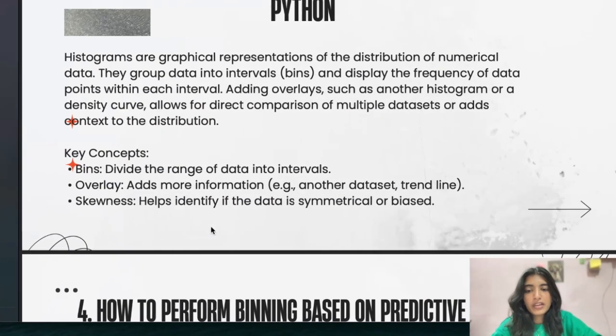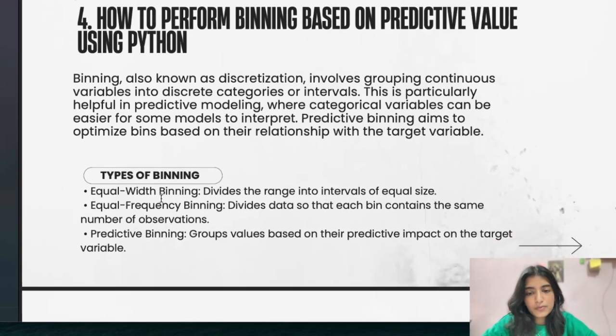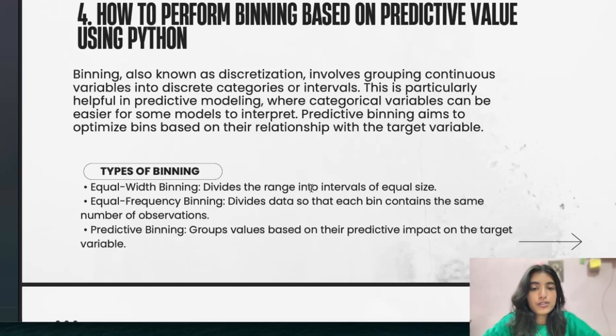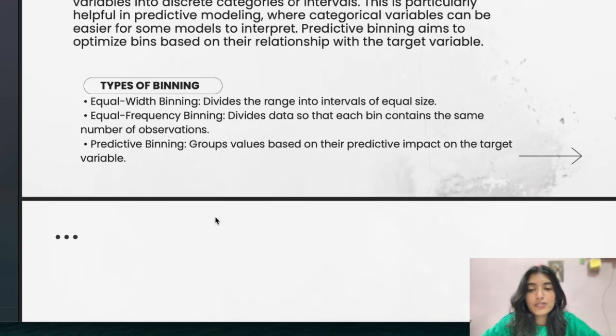Next, we have how to perform binning based on predictive value using Python. Binning transforms continuous data into categorical data by dividing it into intervals or bins. Predictive binning groups values based on their impact on a target variable, enhancing model interpretability and performance. Here are the types of binning. First is equal width binning, which divides a range into intervals of equal size. Then we have equal frequency binning, which divides data so that each bin contains the same number of observations. Then we have predictive binning, which groups values based on their predictive impact on the target variable. Binning helps group continuous data into categories, making analysis and modeling more intuitive.